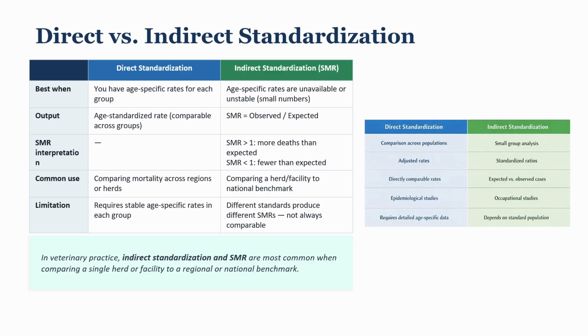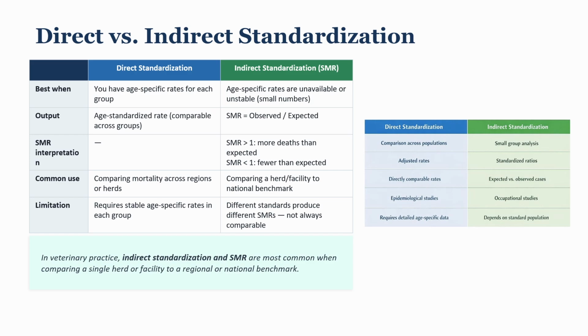In veterinary practice, indirect standardization is probably more common because most practitioners and epidemiologists are asking, how does our herd compare to the regional or national benchmark, rather than how do multiple herds compare to each other? The SMR provides a clean, interpretable answer to the first question.